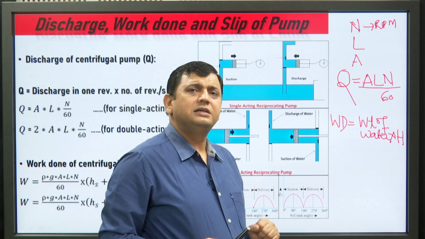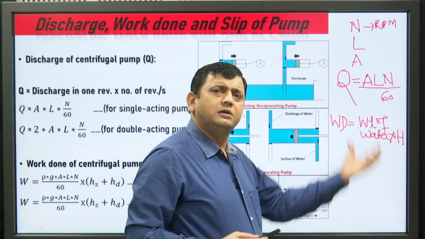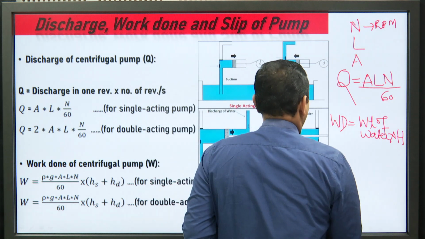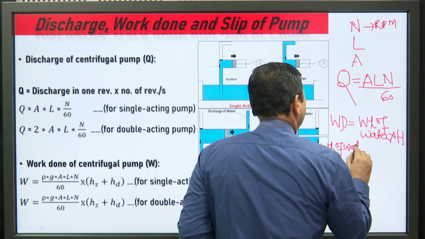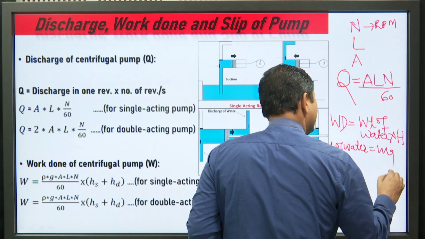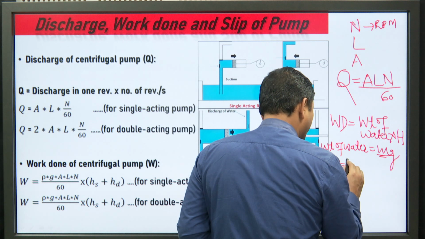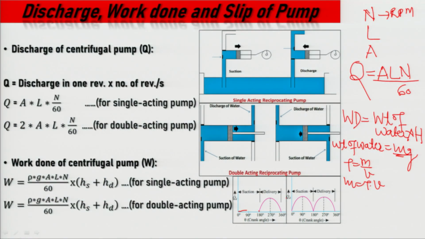So, if we have the discharge, what is the weight of water lifting? How do we calculate the weight of water? Weight of water we can know as mg. Now what is the mass? Density equals mass upon volume, so mass equals density into volume. If this is the mass per second, it is volume per second, and volume per second becomes the discharge.